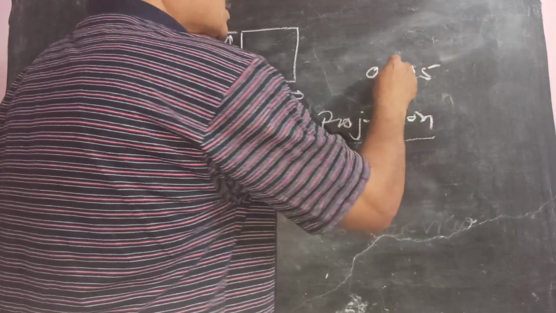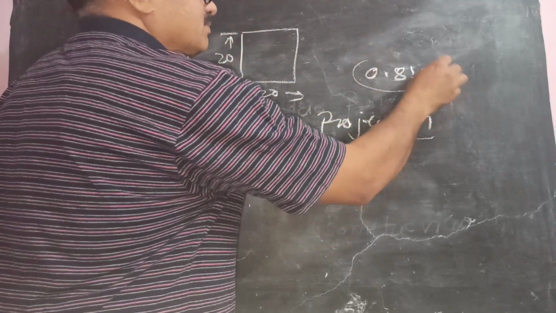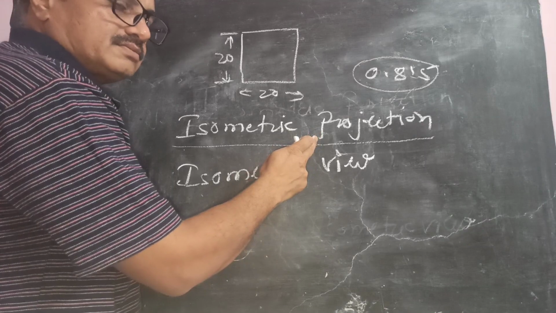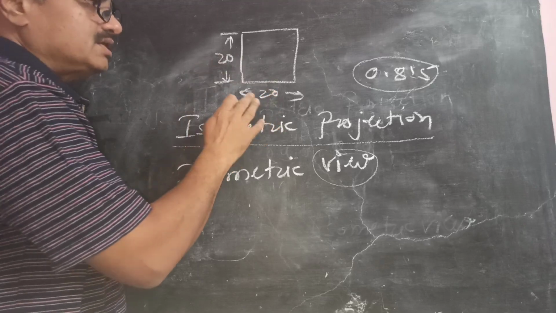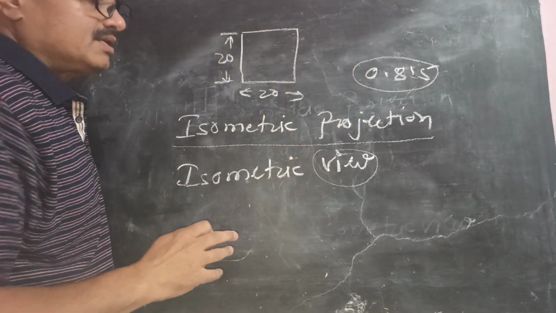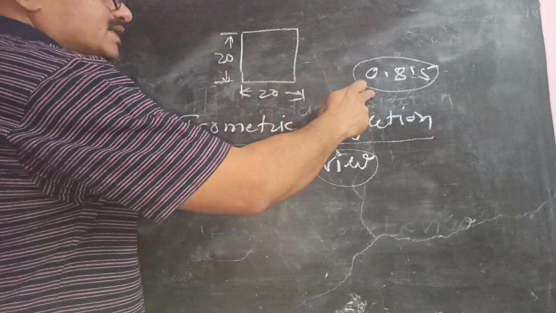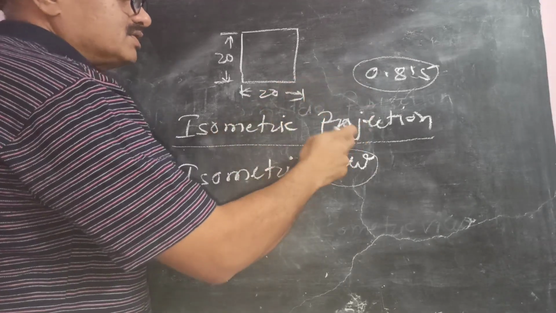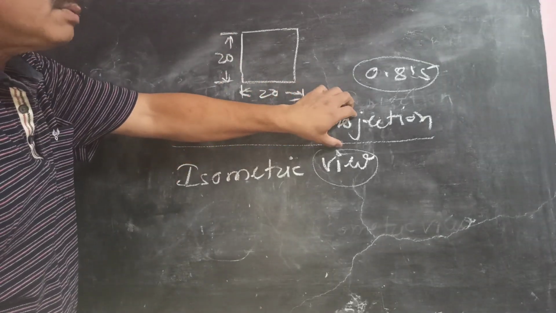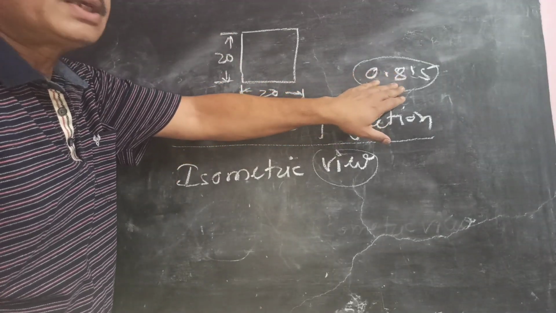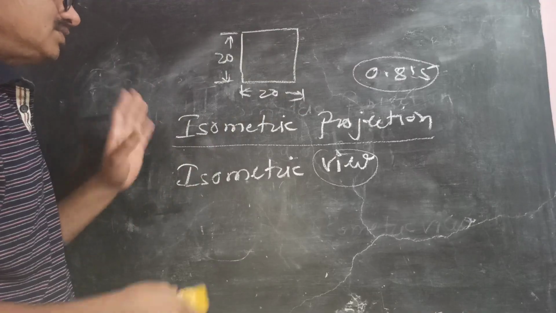0.815. All the dimensions given in the problem are to be multiplied by 0.815 if we draw the projection. If we draw the view, then we have to keep the dimension as it is. There is no need of multiplying the dimension by 0.815. Why it is so, I will explain later on, why the dimensions are to be multiplied by 0.815 for the projection. You just keep in your mind that whenever we draw projection, we have to multiply all the dimensions by 0.815. If we draw the view, then we keep the dimensions as they are. That is the only difference.